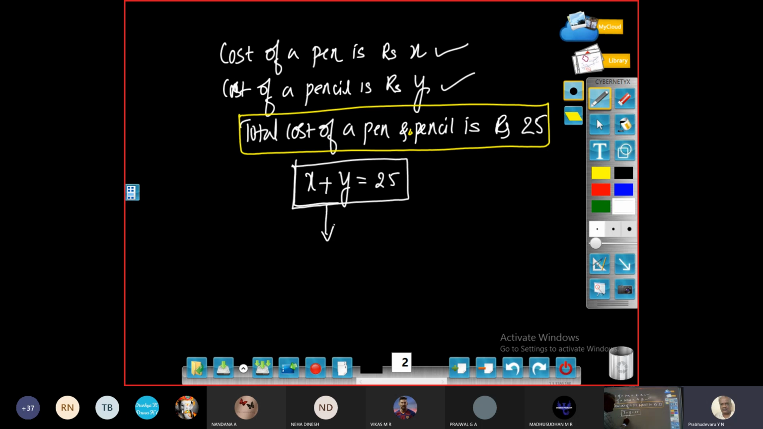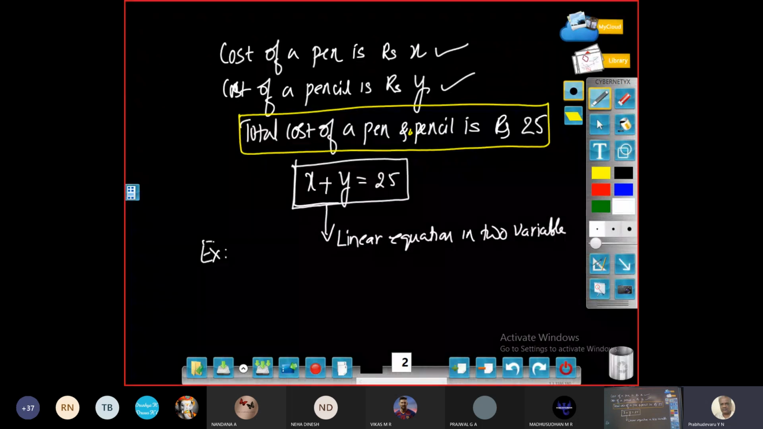So this is called linear equations in two variables. We call this a linear equation in two variables. It contains two variables x and y. There is no rule that we have to take only x and y. Sometimes you can take any other alphabet also. Okay, here are some more examples of linear equations in two variables.